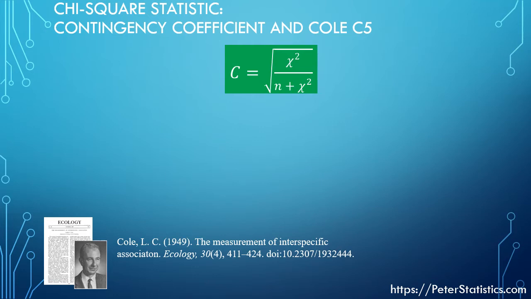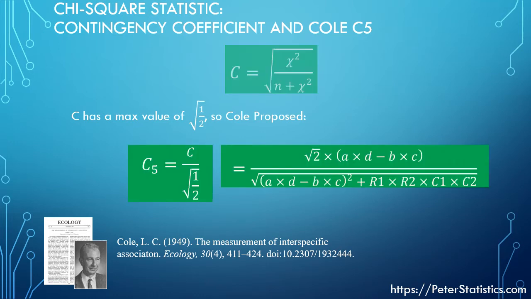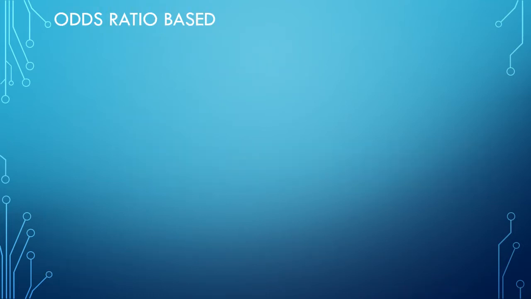Cole actually noticed that if you use this coefficient, the maximum value will, for a 2 by 2 table, actually only be the square root of a half. So he basically proposed to divide this all by the square root of a half, which you could write out as shown here. So that's actually called C5 and is an adaptation of the contingency coefficient. So the previous measurements, they all used somehow or indirectly the chi-square test result.